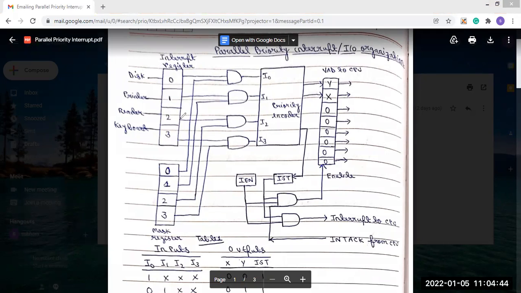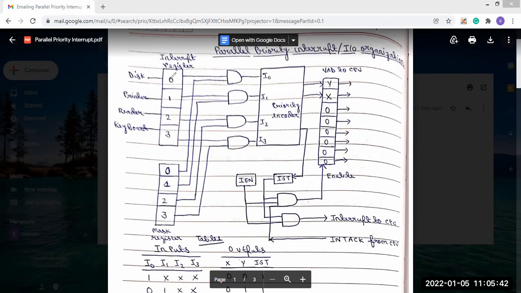This is the interrupt register we have. In this interrupt register, zero means the highest priority input-output device. Among the input-output devices we have used, the disk has the highest priority, so we have used zero here, because if any device is put at zero, that input-output device will have the highest priority. And the lowest priority is what?